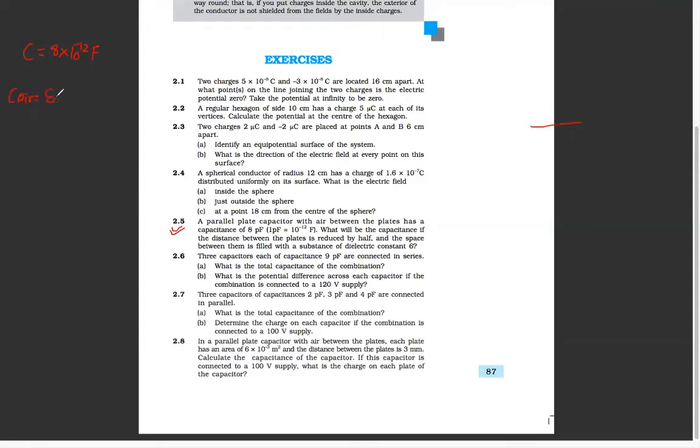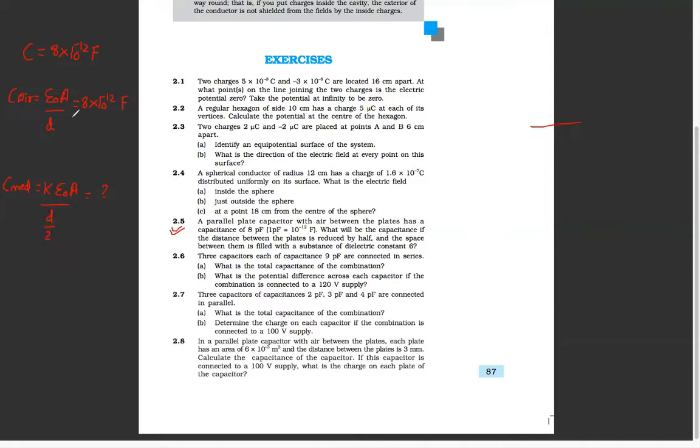Capacitance in air is epsilon naught A by D, which is 8 into 10 raised to the power minus 12. This is the capacitance of a parallel plate capacitor, and the medium between the plates is air. Now, if I fill this parallel plate capacitor with some medium of dielectric constant K, then this would be K epsilon naught A divided by separation, which is half. K is 6.